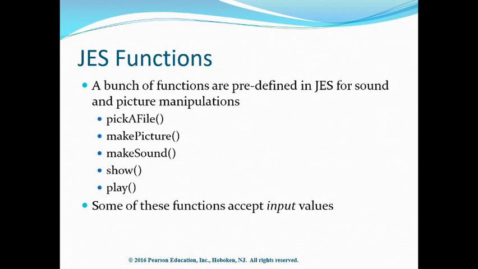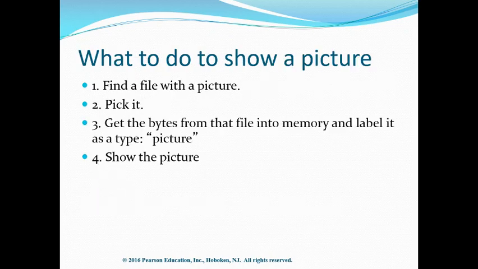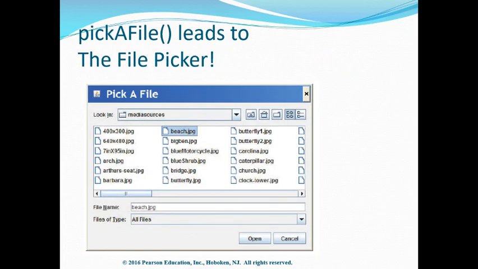So JES functions. A bunch of functions are predefined in JES for sound and picture manipulation, such as pick a file, make picture, make sound, show, play. Some of these functions accept input values. So what do we do to show a picture? We find a file with a picture, pick it. We get the bytes from that file into memory, and we label it as a type picture, and then we show a picture. So pick a file leads to the file picker.